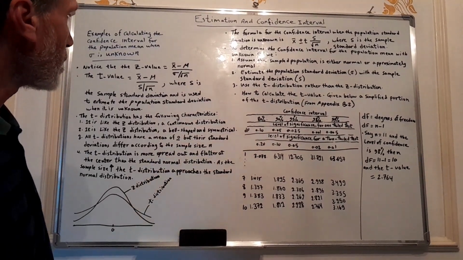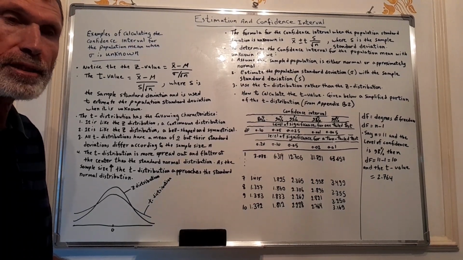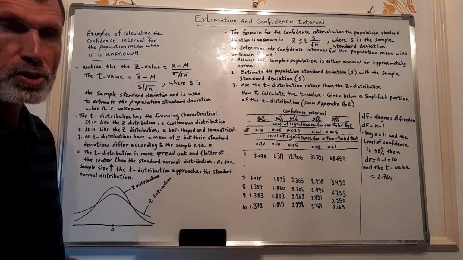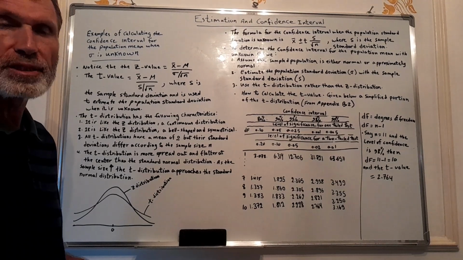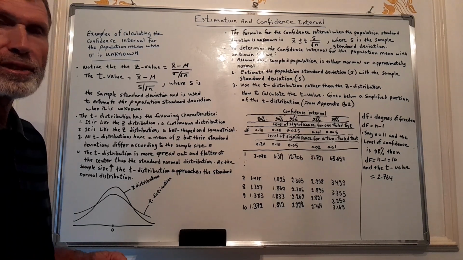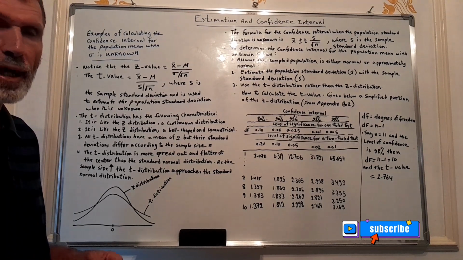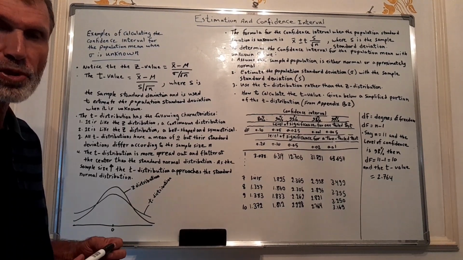Now we move to calculating the confidence interval when the standard deviation is unknown. So when the standard deviation is unknown, we'll use a different confidence interval. We'll use a t distribution rather than the z distribution. Our main purpose here is how to find the t distribution.